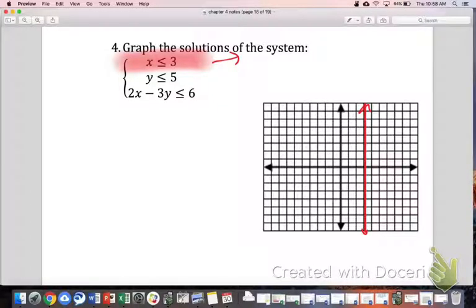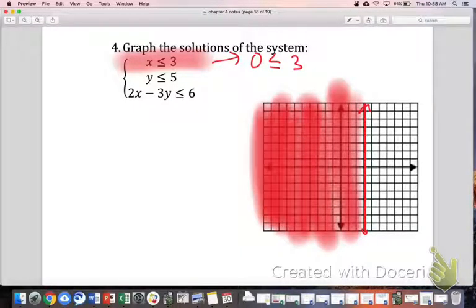As far as shading goes, 0, 0 worked here, I believe. You'd get 0 is less than or equal to 3, which is true. So I'm going to shade on the 0, 0 side. I'll shade on the left side of this line. So that would look approximately like that. And then, any questions?